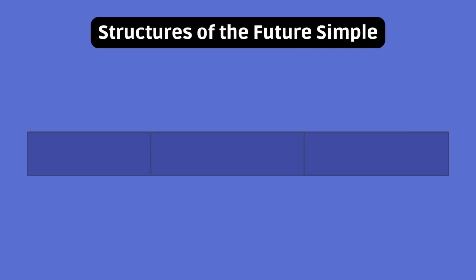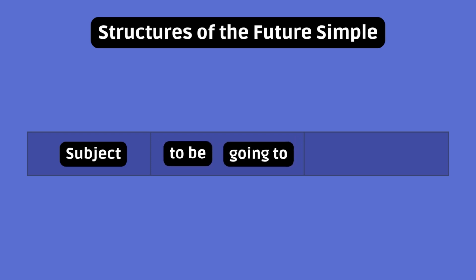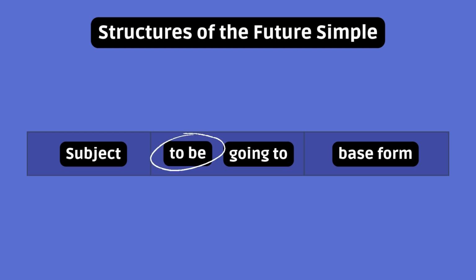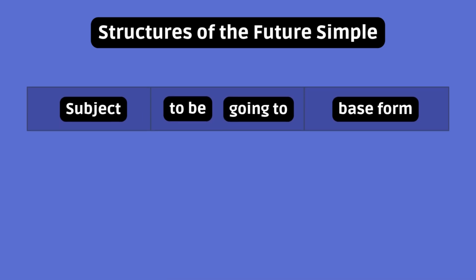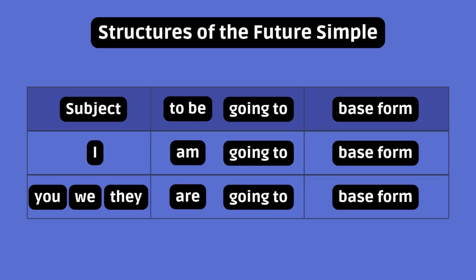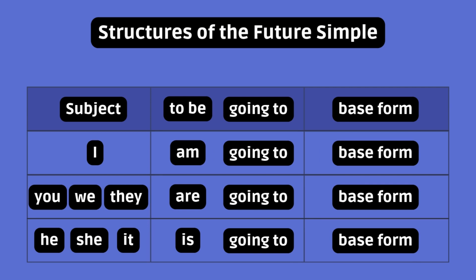Now, there's another way to express the future tense in English, and it's almost as straightforward as the first form. The structure is subject plus to be plus going to plus base form. So we can substitute will with to be plus going to. A key difference is that to be has to be conjugated in the present simple. So it's either am, are, or is. The going to part doesn't change ever. So let's revisit the previous examples for comparison's sake.